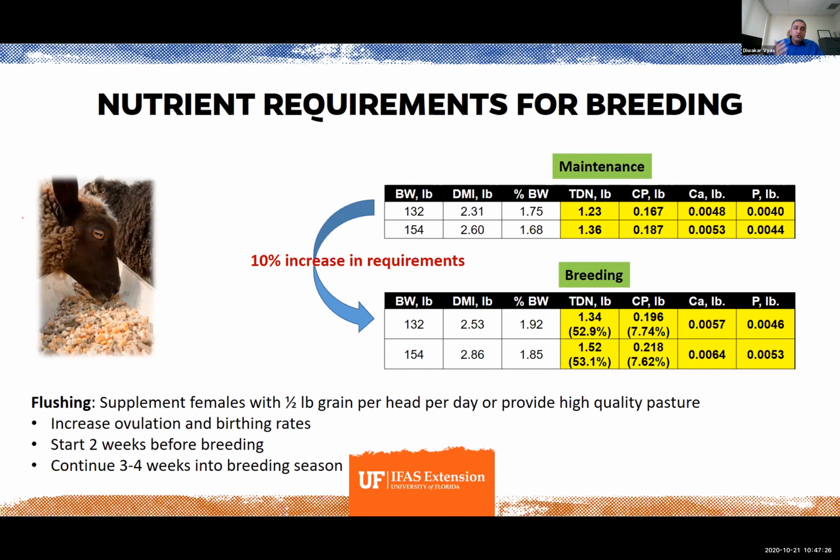So we start this flushing 2 weeks before breeding. Okay, so make sure that we prep these animals for breeding, and then we continue 3 to 4 weeks into breeding season. We do not have to continue for a very long duration. As long as 3 to 4 weeks after breeding season, that is fine. Most of the time, the thumb rule is we just provide half a pound of grain, because you can see that, yes, there's a difference in the requirement for energy and protein, but the difference is not that huge. It is a 10% requirement, and that can be met with half a pound of grain.